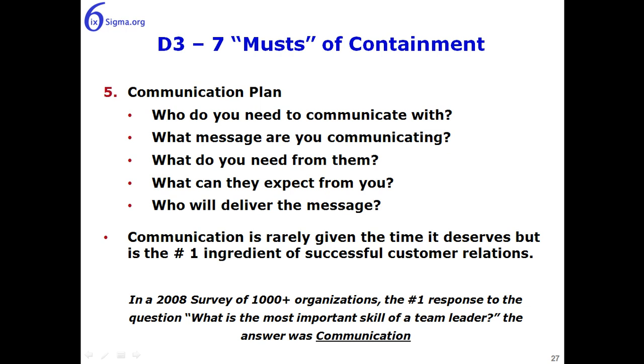So these seem somewhat obvious, but in the heat of the moment when there's a very important failure, coordination and communication is very, very important. I would suggest that communication is rarely given the time it deserves, but it's the number one ingredient to successful customer relations and team effectiveness. In 2008, a survey of 1,000 plus organizations asked for the number one response to the question, what is the most important skill of a team leader? And the answer was communication. So I can't overemphasize how important it is that we describe what we're communicating and who is doing the communicating, and to whom and by whom.